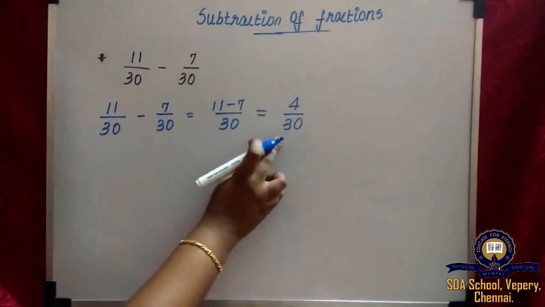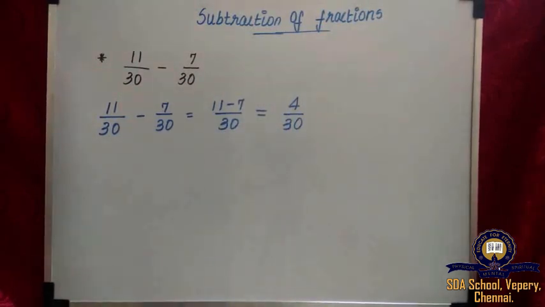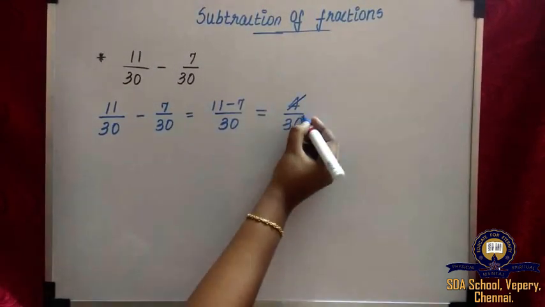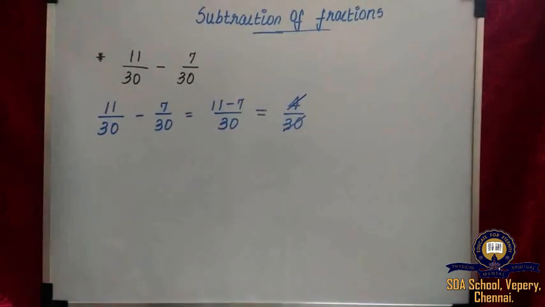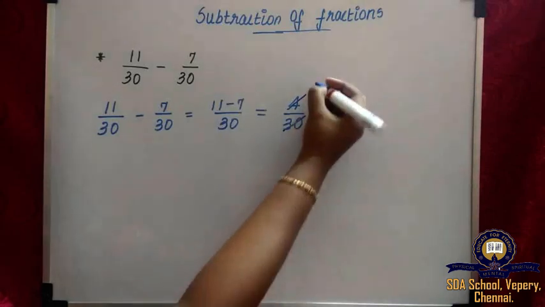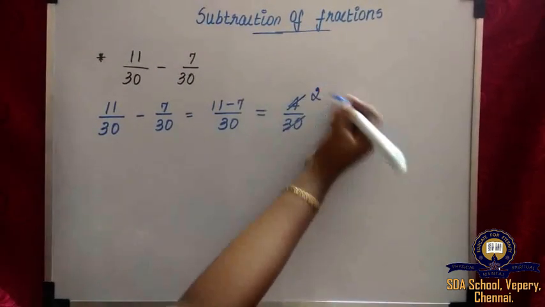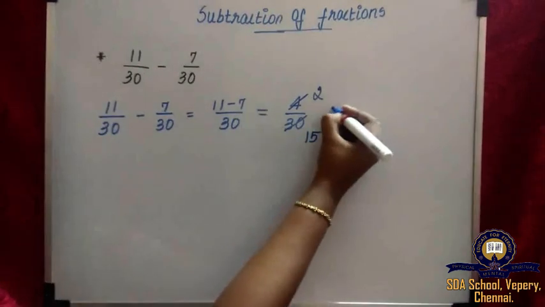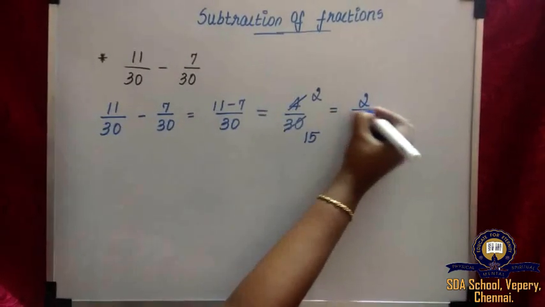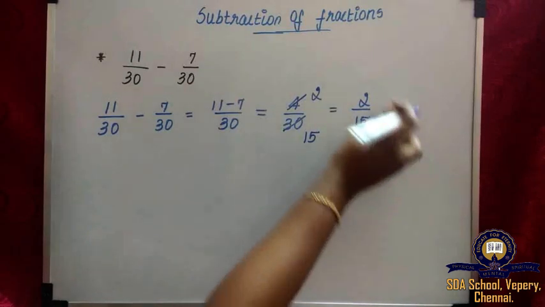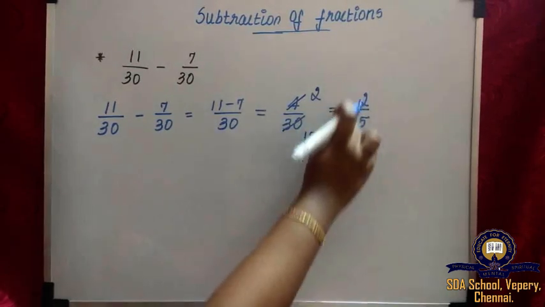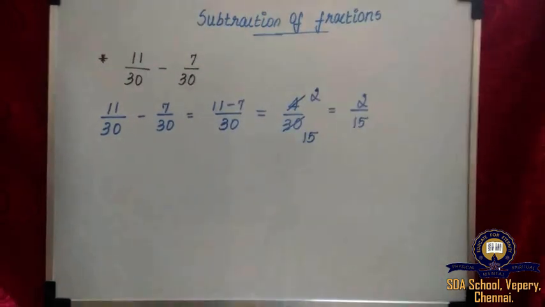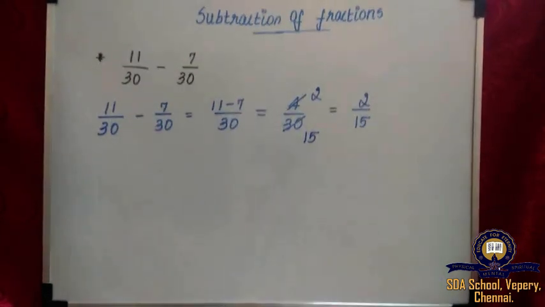They both have the common factor 2. So they both can be cancelled using 2 tables. 2 2s are 4. 2 15s are 30. So it is 2 by 15. So we are obtaining a proper fraction. So we don't need to convert it into mixed fraction. So the answer is 2 by 15.